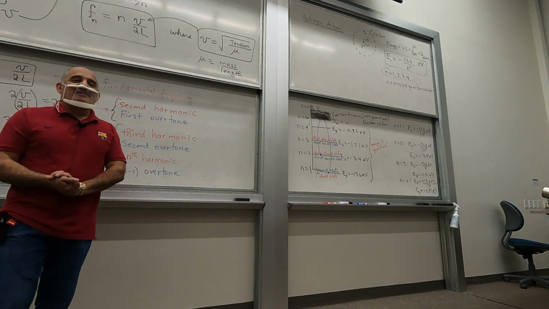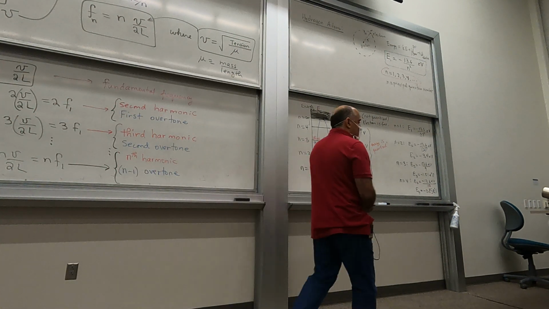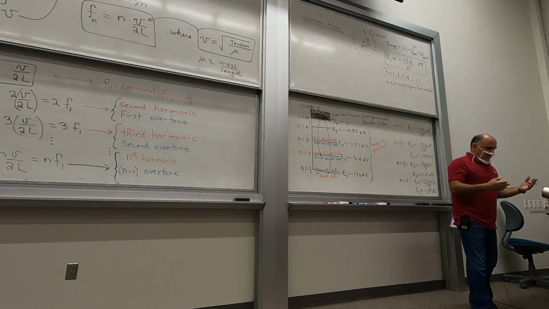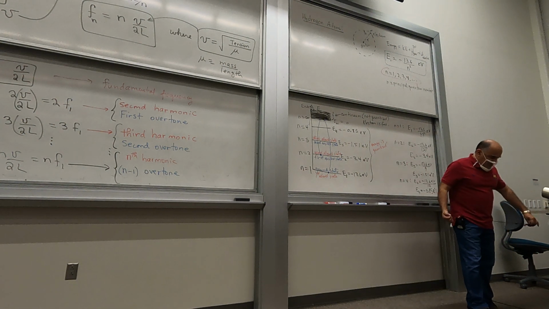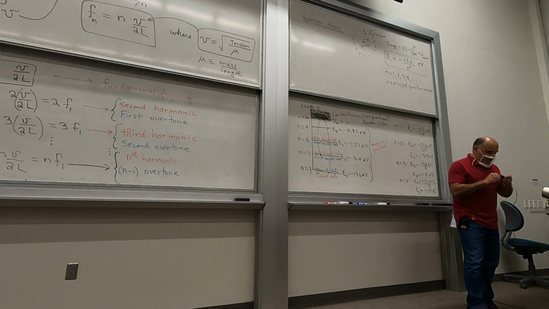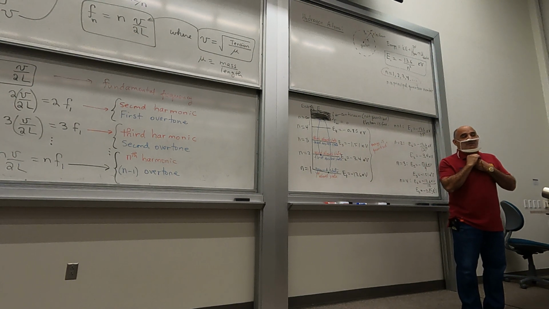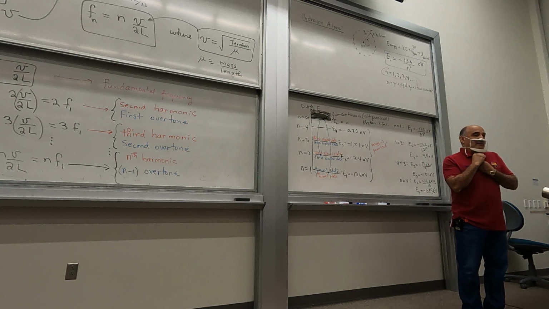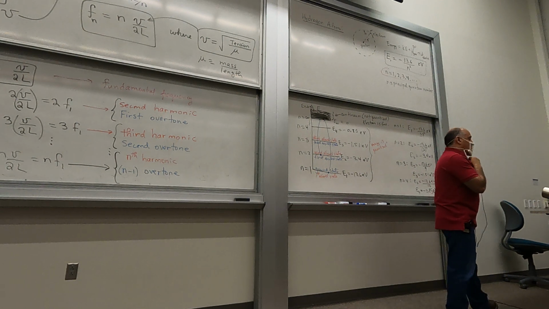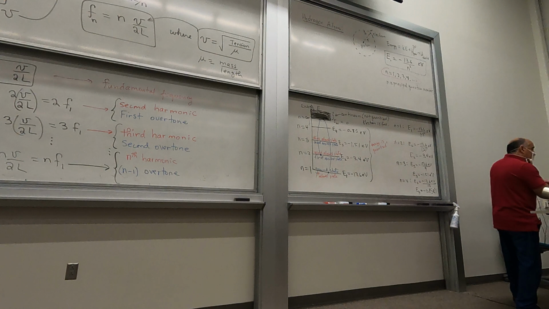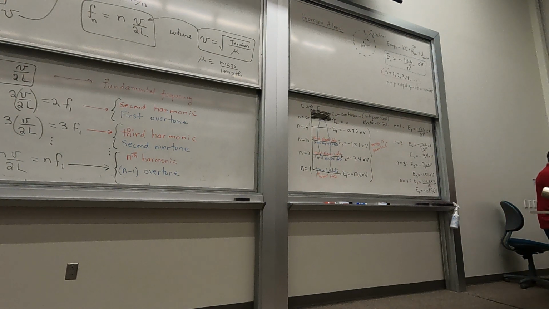Good. See, that didn't take too long. 12 hertz. If the frequency of the sixth harmonic is 36 hertz, then what's the fundamental frequency? 6. And therefore, what's the value of the frequency of the second harmonic? That is twice the fundamental. So 6 times 2 is 12 hertz. Okay.